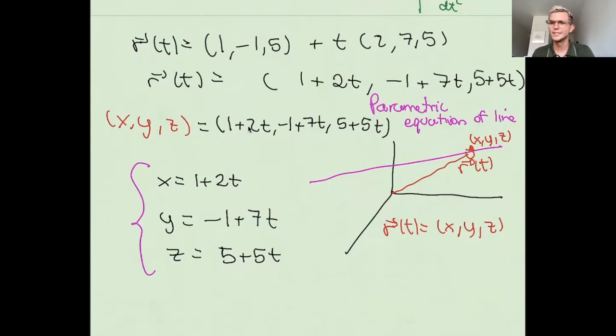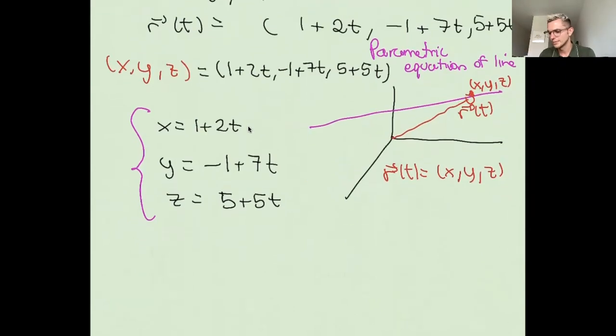Good, good. If you write it this way, this represents the same line, but written in parametric form. So you would call this the parametric equation of a line.